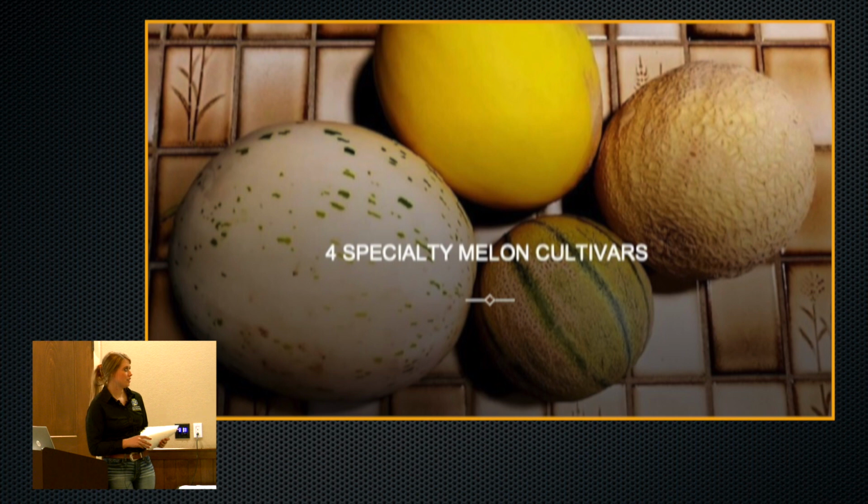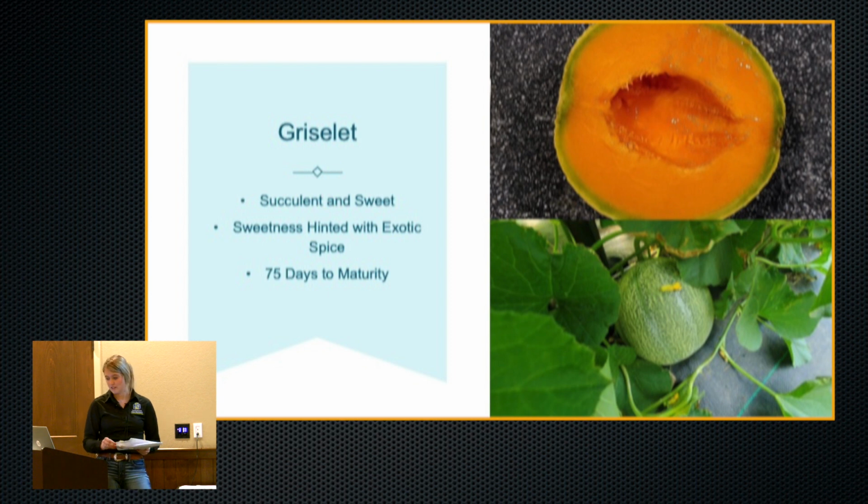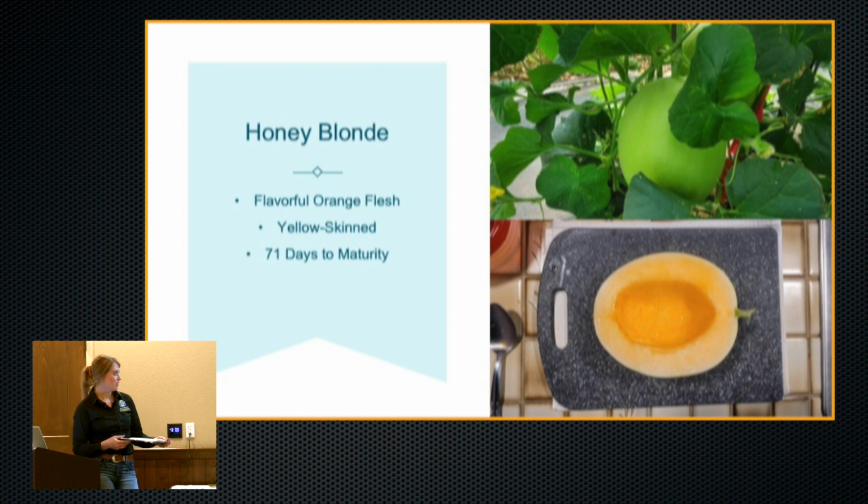So within the research done at the farm, we selected 4 specialty melon cultivars. The one on your far left is the Snow Leopard, the top center is the Honey Blonde, the far right is the Sugar Cube, and the bottom middle is the Grizzlet. The Grizzlet is very succulent and sweet, and the sweetness is hinted with an exotic spice, and it matures in about 75 days. And then the Honey Blonde has a flavorful orange flesh, and it's yellow skinned, and it's about 71 days to maturity.